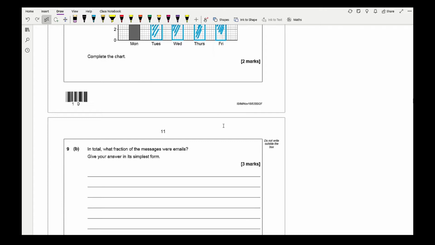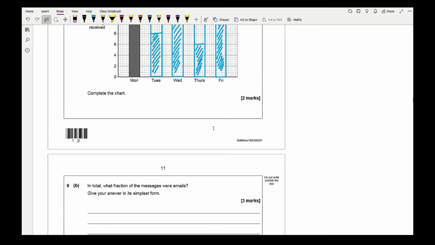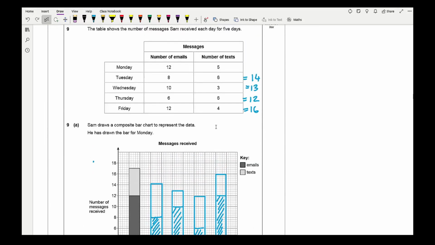So 9b says, in total, what fraction of messages were emails? So the first thing we need to do is add up how many messages there were for each of the items. So if I add up the number of emails, I've got 12 plus 8, which is 20, 30, 36, 48. And I add up the number of text messages, so that's 11, 14, 20, 24. So there were a total of 72 messages. And so out of those 72, 48 were emails.